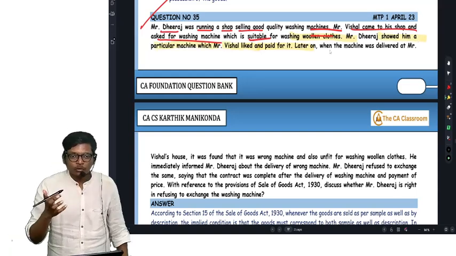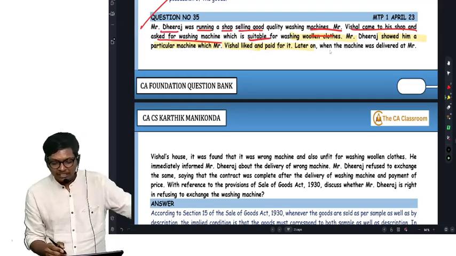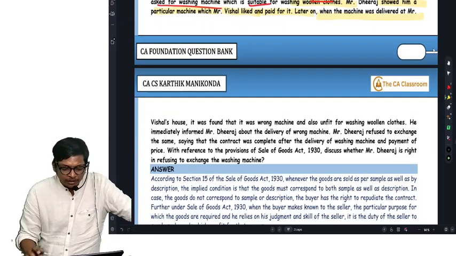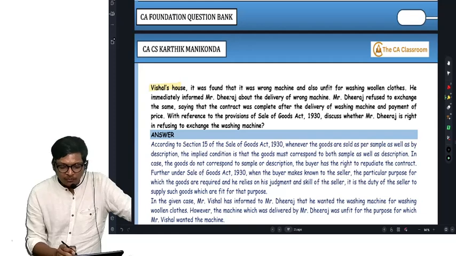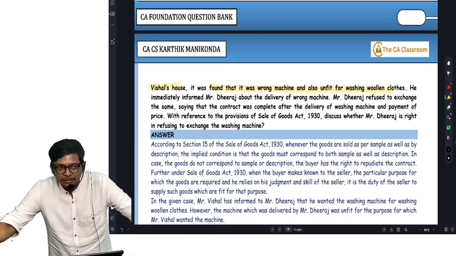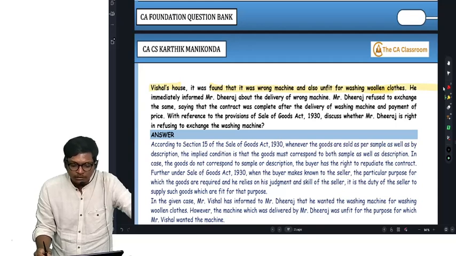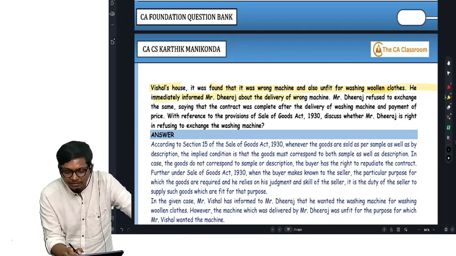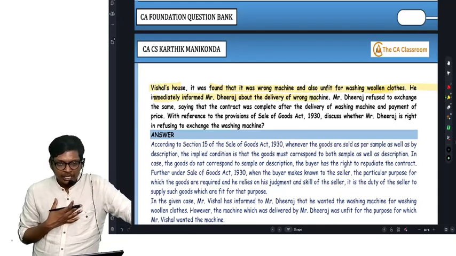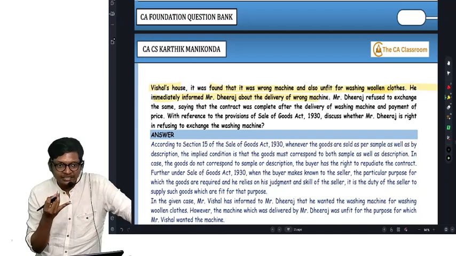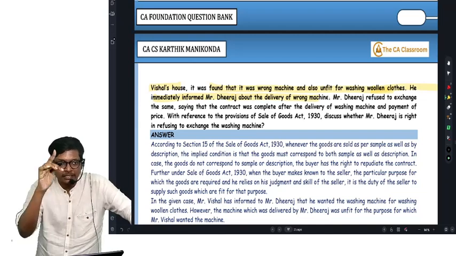Now woolen clothes கேட்டிருக்கேன், அவன் machine காட்டினான், I paid for it. Later on, when the machine was delivered to Vishal's house, it was found out that it was a wrong machine. Woolen clothes-ஐ wash பண்ணாது, plus it was unfit for washing woolen clothes. He immediately informed Dheeraj about the delivery of wrong machine. நான் எல்லாம் correct-ஆக பண்ணியிருக்கேன், description கேட்டேன், description வரல, தப்பான goods-ஐ inform பண்ணினேன்.